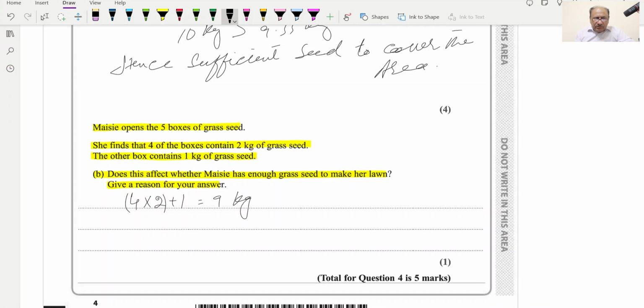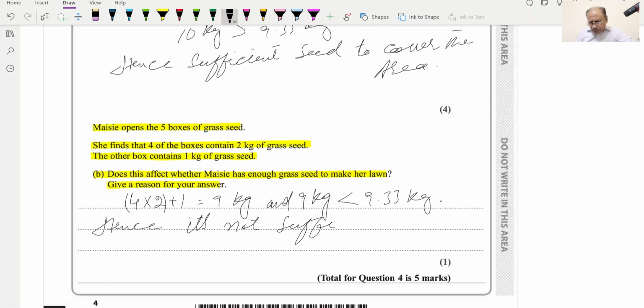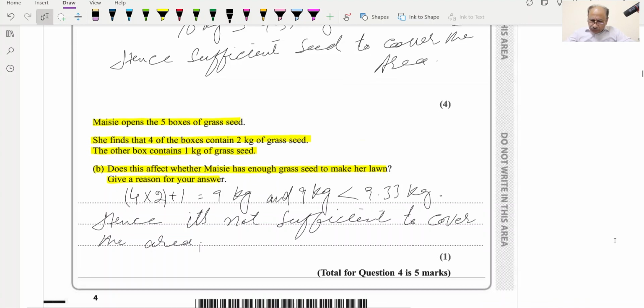So 9 kg will not be sufficient. We know 9 kg is less than 9.33 kg, which is required. So hence we can write, hence it's insufficient. It's not sufficient to cover the area. So this is also done.